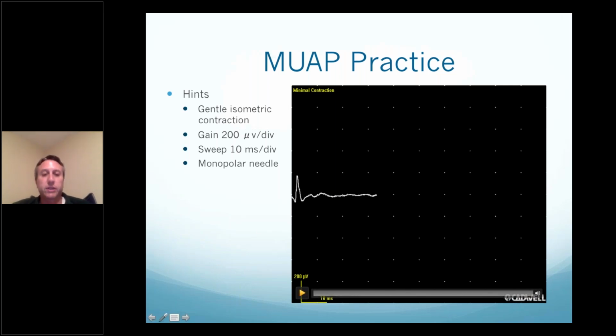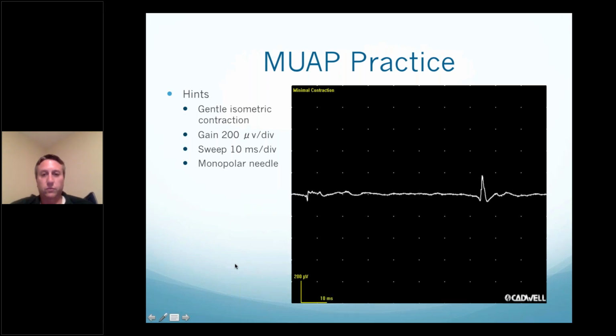Good to know. So let's look at this motor unit and let's see what we see here. So what do you think you see on this trace? That's good to stop it there. What do you see on this particular trace? How many different motor units do you see?